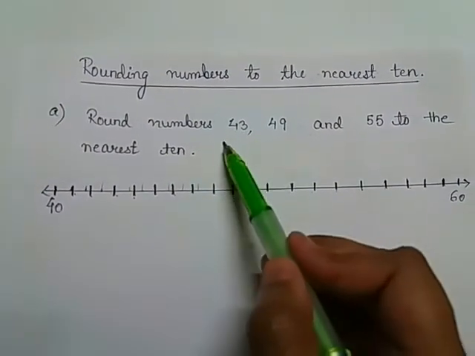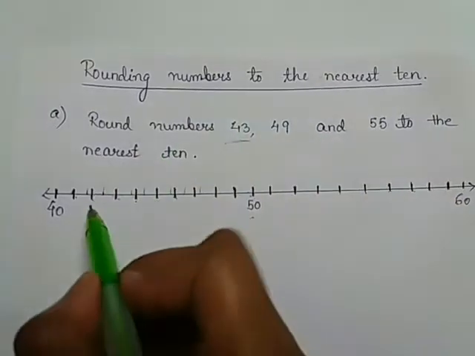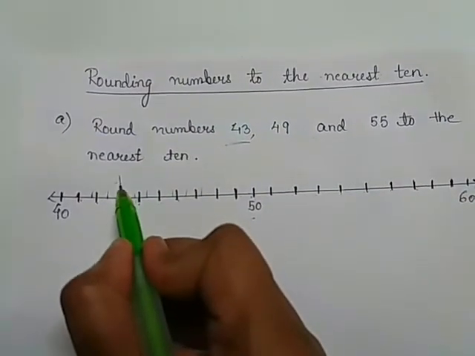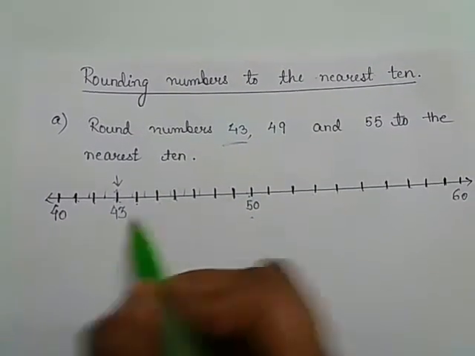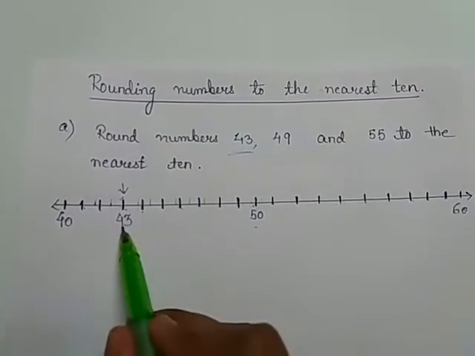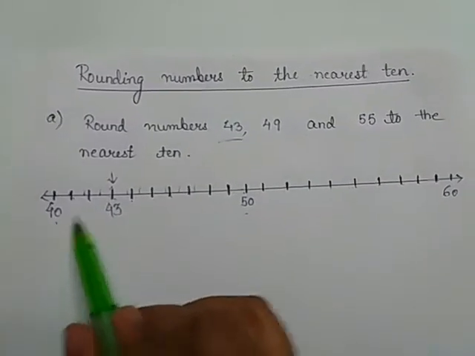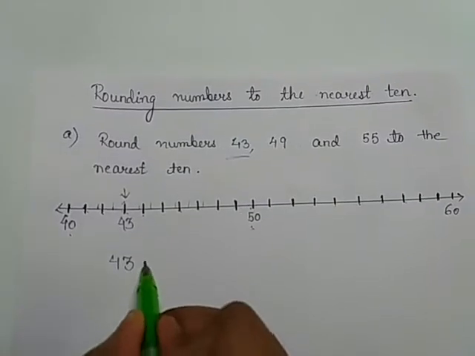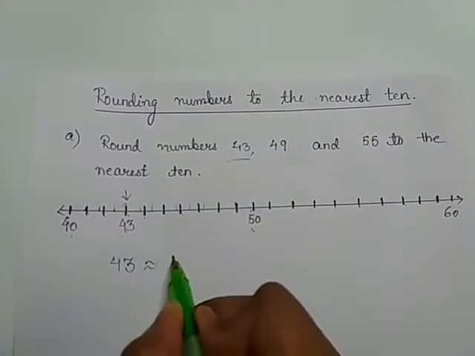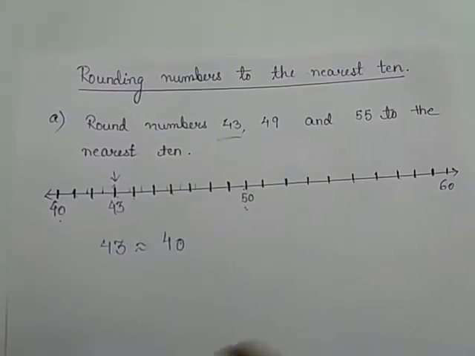Now let's go for this one, 43. 43 will be here. Now we can see that 43 is much closer to 40 than 50. So the round off of 43 will be equal to 40.